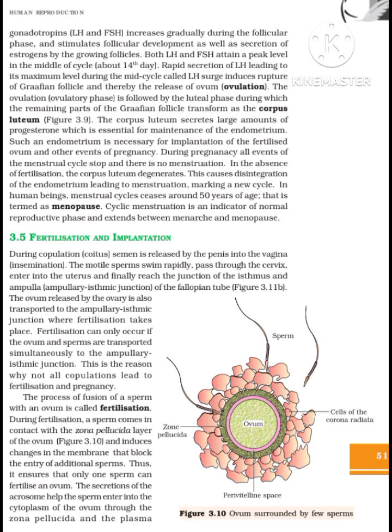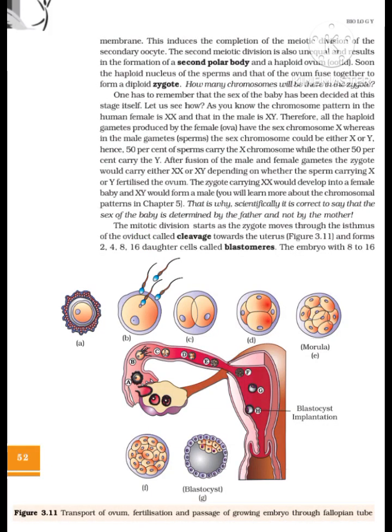Figure 3.10, ovum surrounded by a few sperms. This induces the completion of the meiotic division of the secondary oocyte. The second meiotic division is also unequal and results in the formation of a second polar body and a haploid ovum, ootid. Soon the haploid nucleus of the sperm and that of the ovum fuse together to form a diploid zygote.